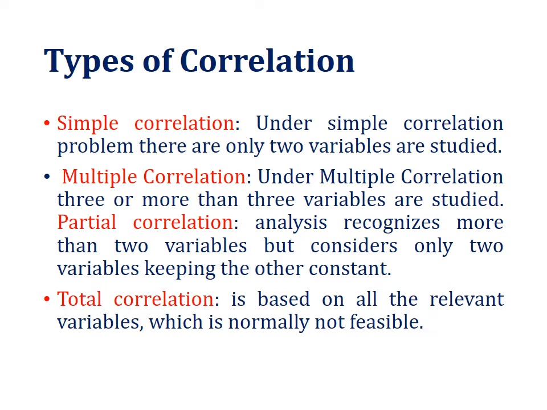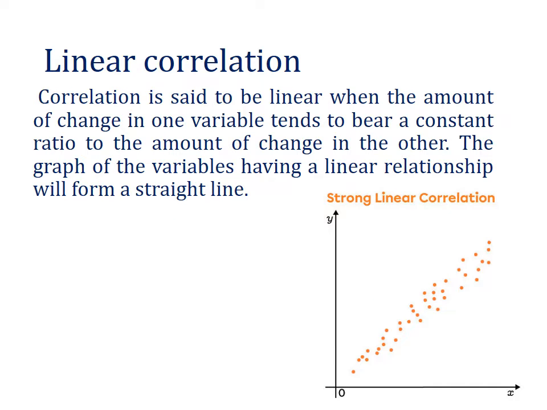The last one is total correlation, which is based on all relevant variables and is normally not feasible and not used. Correlation is said to be linear when the amount of change in one variable bears a constant ratio to the amount of change in the other. The graph of variables having a linear relationship shows a straight line, which is called linear correlation. You have also seen an image of a graph of linear correlation.